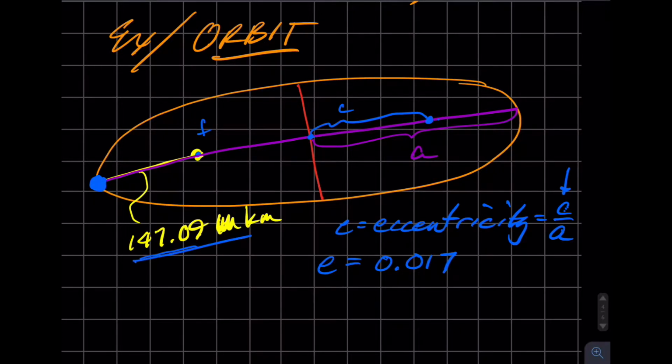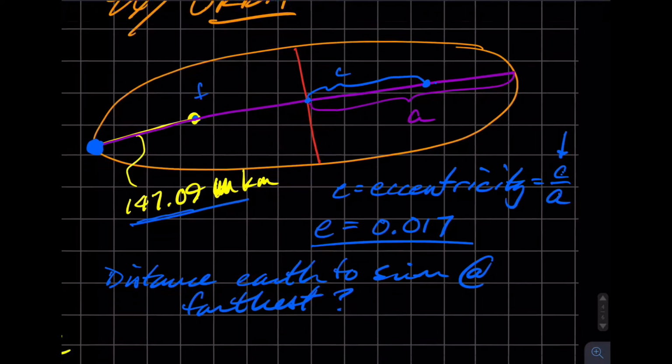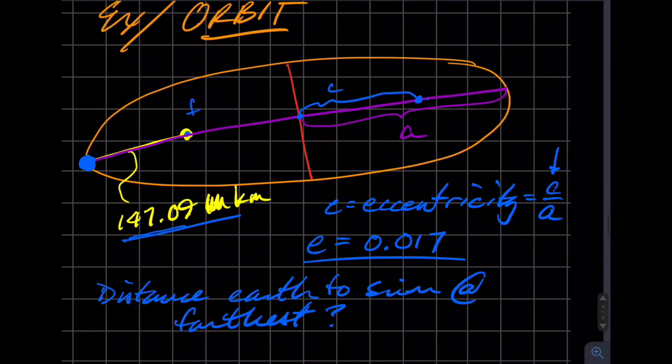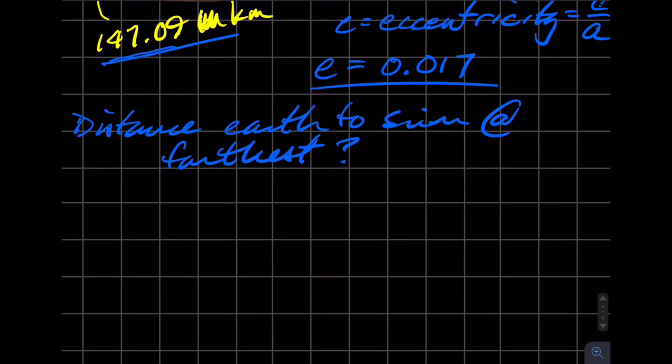So they've given us these two pieces of information, and they asked the following question. What is the distance from the Earth to the Sun at its farthest? So as far as the Earth can be from the Sun, what is that distance? Okay? So to get that distance, we're going to do some calculations.